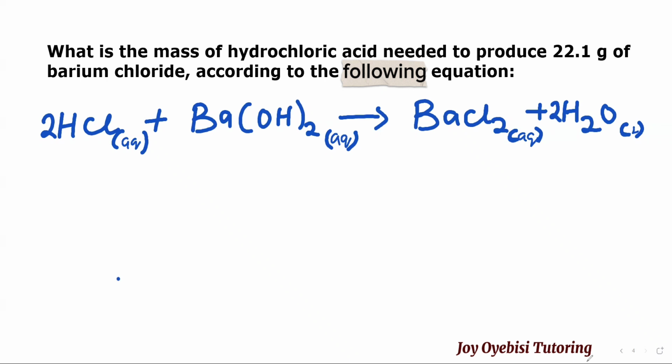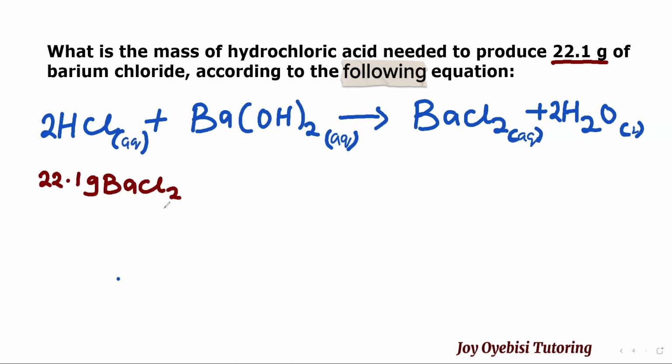The first thing to do is to confirm that this equation is balanced, okay? For this particular one, it's already balanced. But now that we know that this is balanced, the next thing is to just start our calculation. So the only value they gave us is 22.1 grams of barium chloride. So we're going to start with the 22.1 grams of BaCl2.